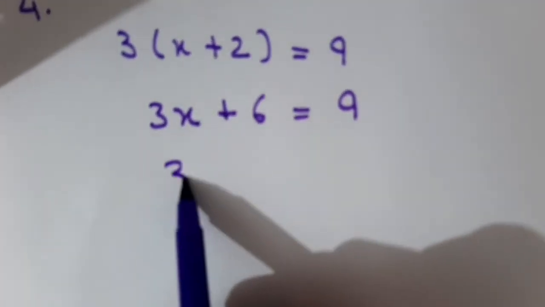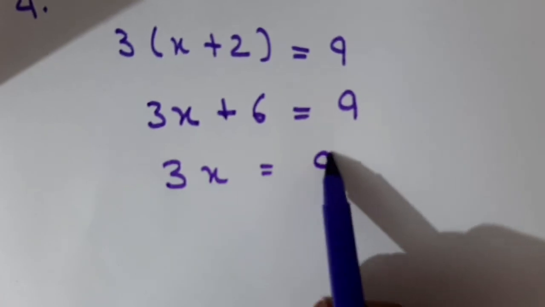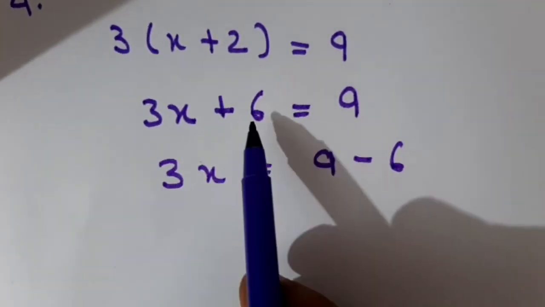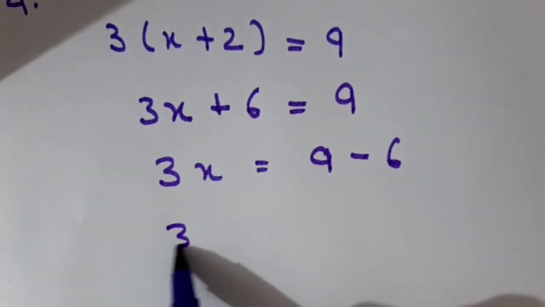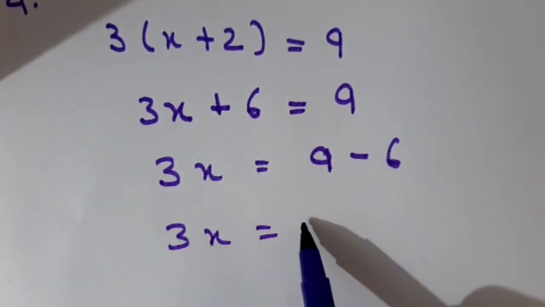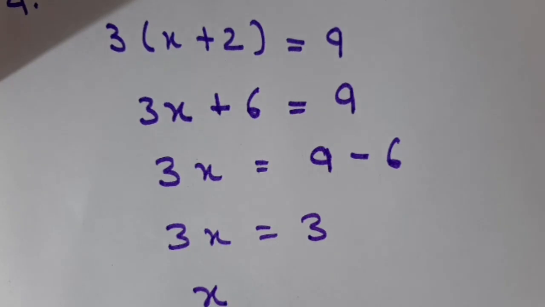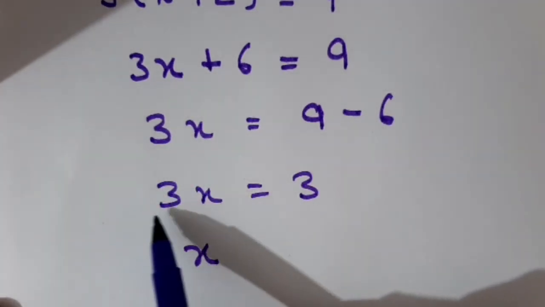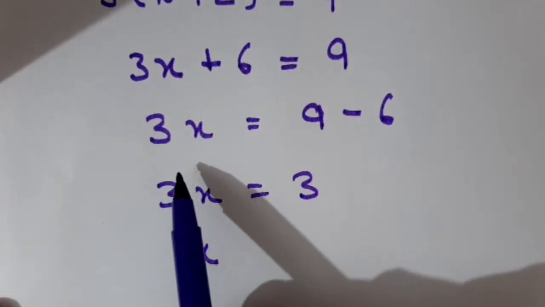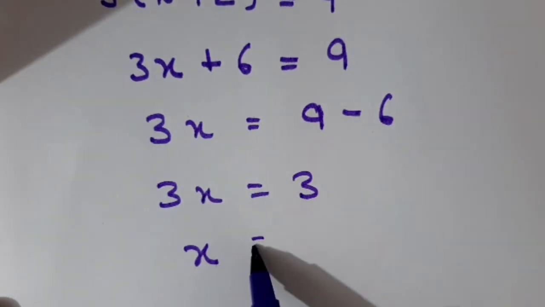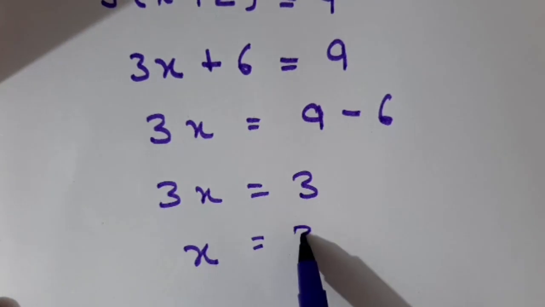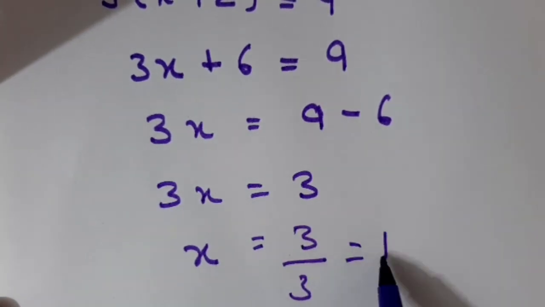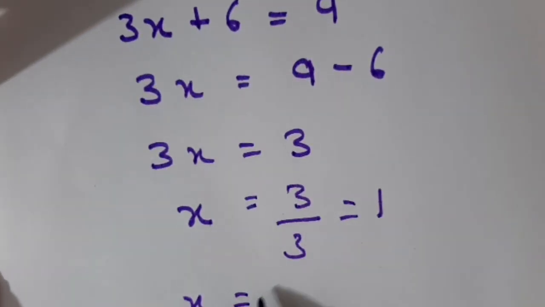Now I'll keep my unknown quantity on LHS and this known quantity I'll shift to RHS. Plus will become minus. Now 9 minus 6 is 3. Now I'll just keep x here and I'll shift this known quantity also from LHS to RHS. Here no sign means multiply sign is there. So when it shifts, it will become divide, which is 1. So again here also the value of x is equal to 1.